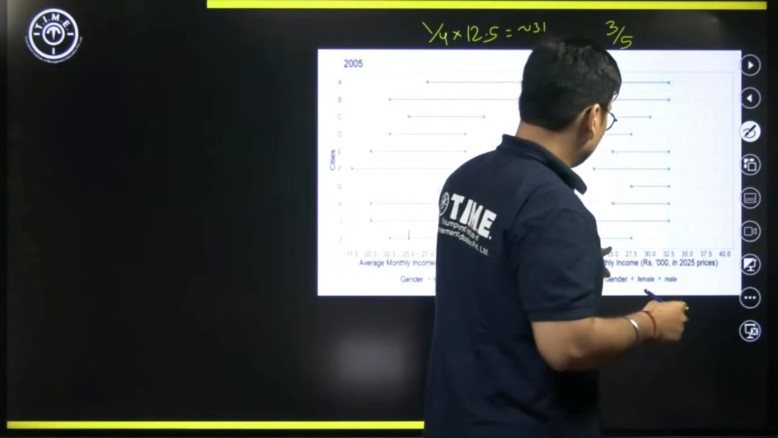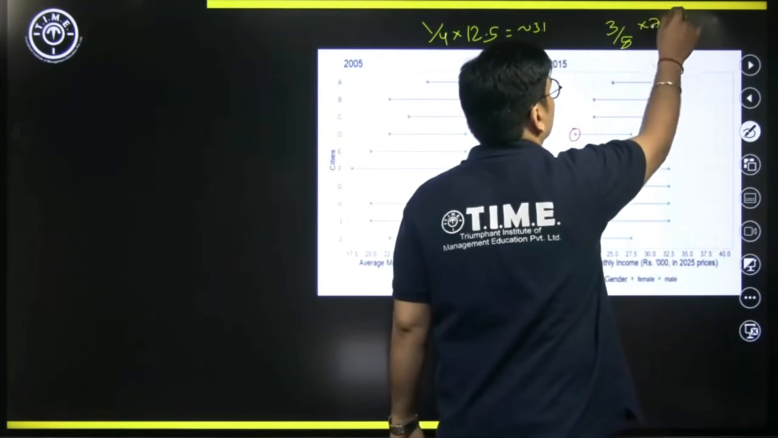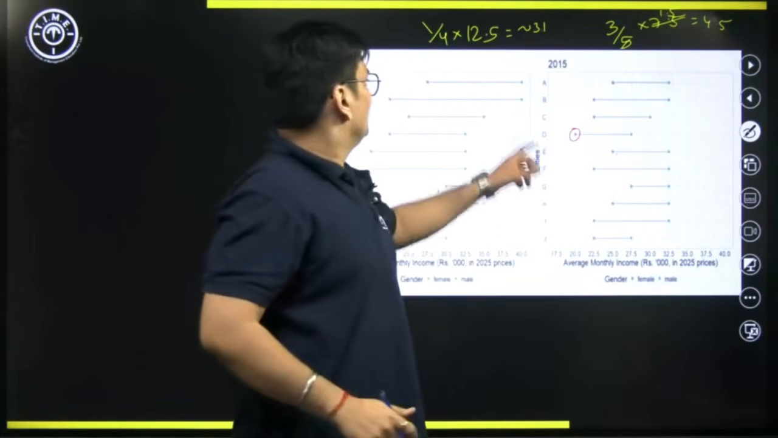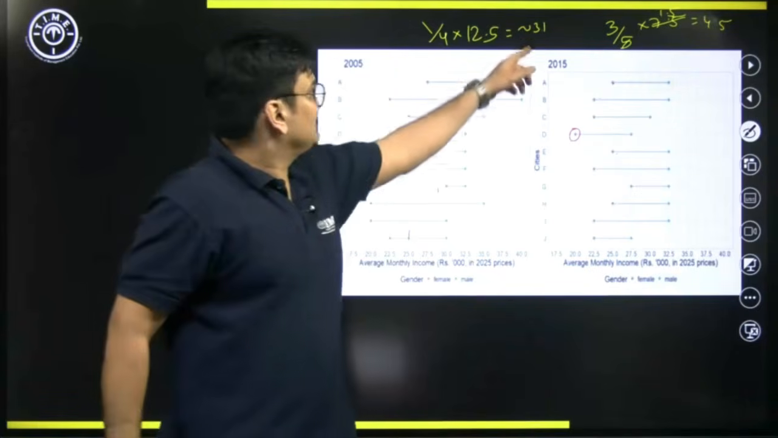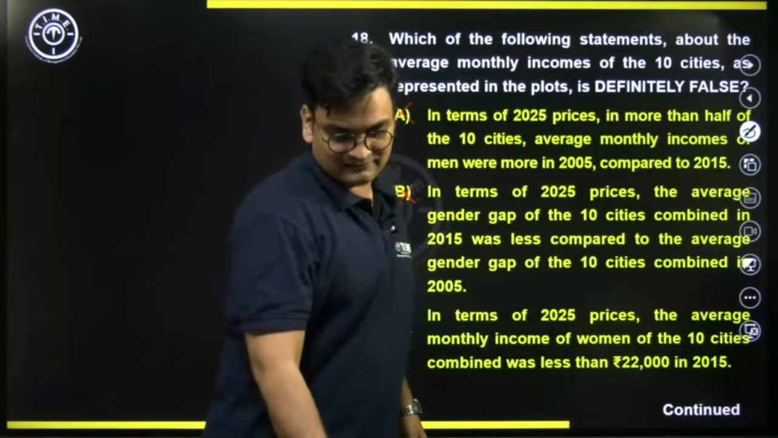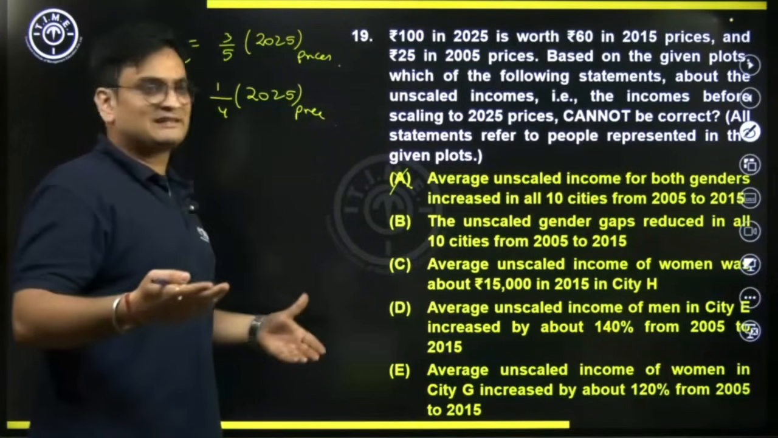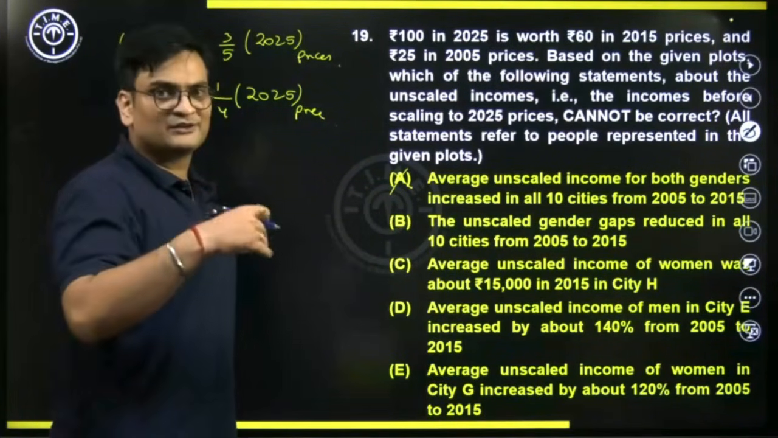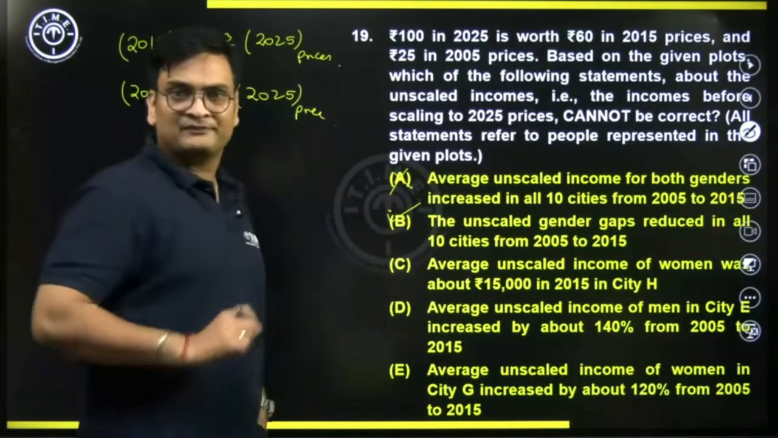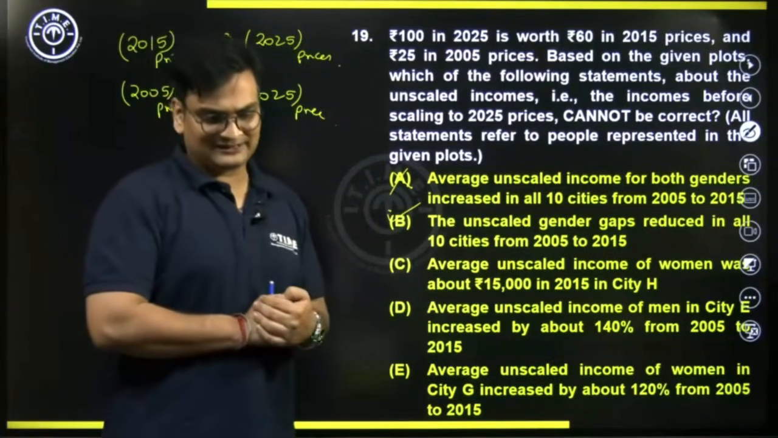Here the gender gap was 25 to 32.5, 7.5. And when you simplify, it's going to be 4.5 in unscaled terms. So as you see, for city A itself, the gender gap has not reduced, it has actually increased. And hence can I say, he says the unscaled gender gap for all the 10 cities reduced. No, it didn't reduce, it increased. Hence can I say this is definitely incorrect, hence my answer. So option choice B will be the correct answer as far as question number 19 is concerned.